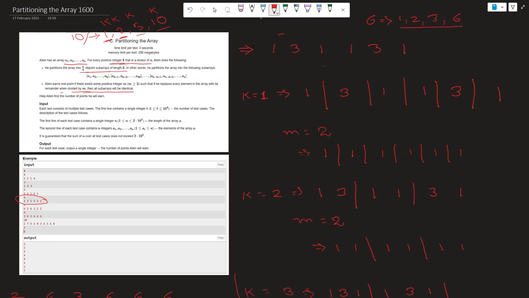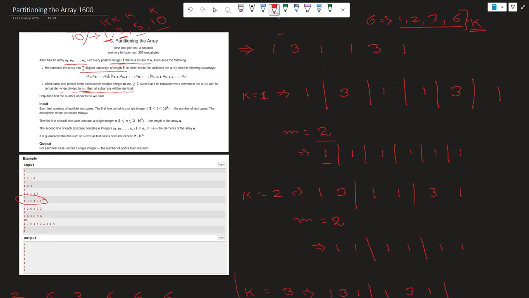So the divisors of 6 can be 1, 2, 3 and 6 itself, so k can take these values. Suppose we are taking k as 1. It will divide the array into six groups, and every group will have only one element. Now we need to consider a value m, and we divide every number by it to get a remainder. Let's suppose m is 2, just for now, and whatever remainder we get, we will place in this array.